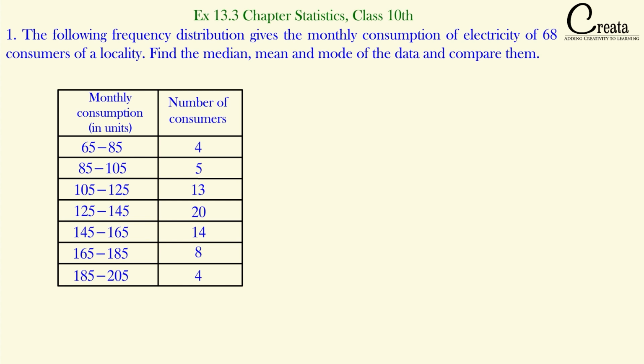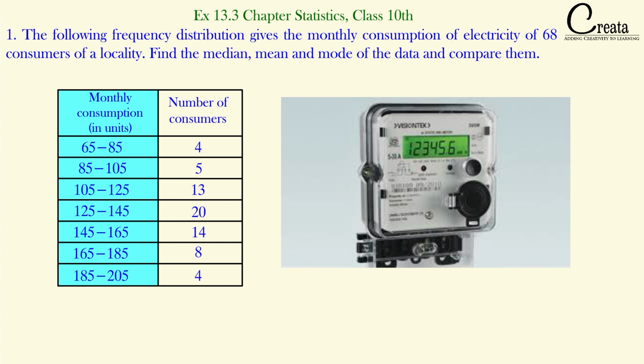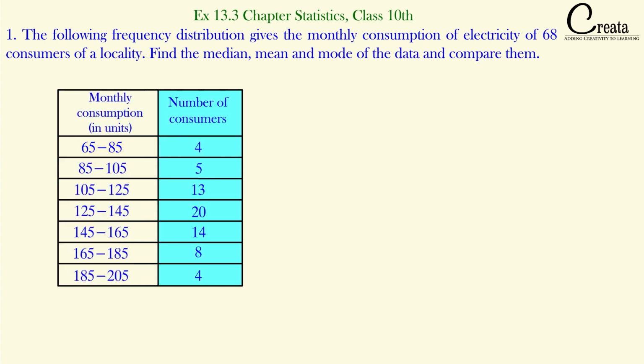Let's understand the data. In the first column, the monthly consumption is given in units. The range is given like 65 to 85, so the range has a difference of 20 units. Further, in the second column, we have the number of consumers. For example, 4 consumers are using electricity in the range of 65 to 85 units. On the extreme end, 4 consumers are using electricity in the range of 185 to 205, that is on the larger end.